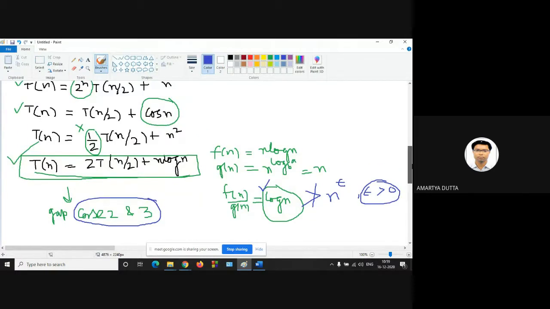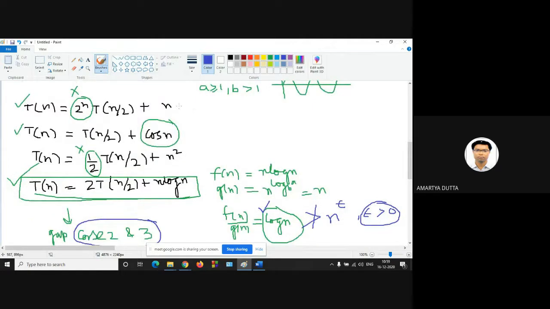Okay, so these are some pitfalls of master theorem. Your a should be greater than or equal to 1, your b strictly greater than 1, your f(n) should be asymptotically positive, and actually f(n) should be a monotonically increasing function. And this is the special case of master theorem, the last one. So this is the complete master theorem. Any queries?